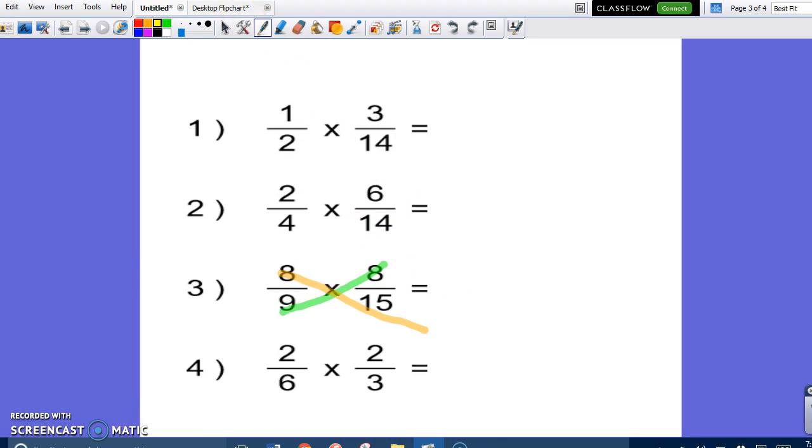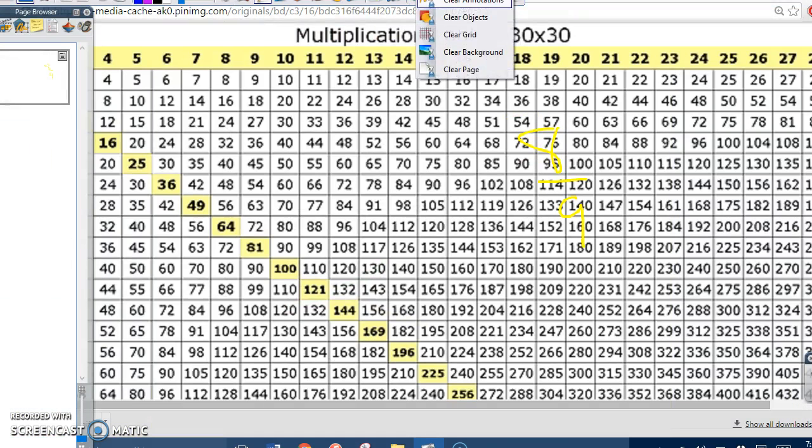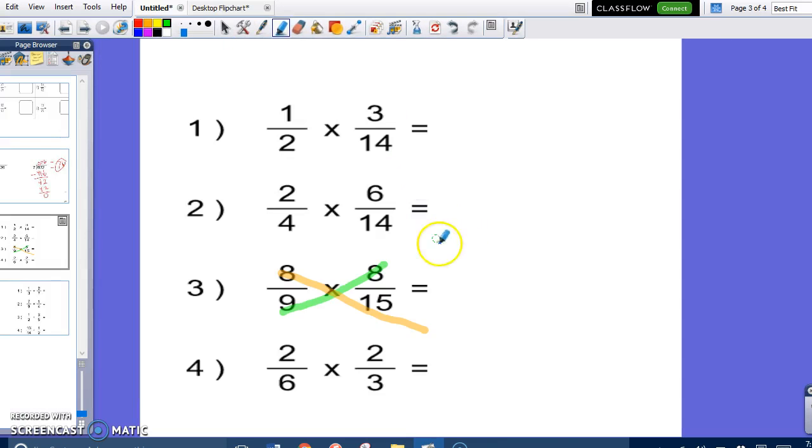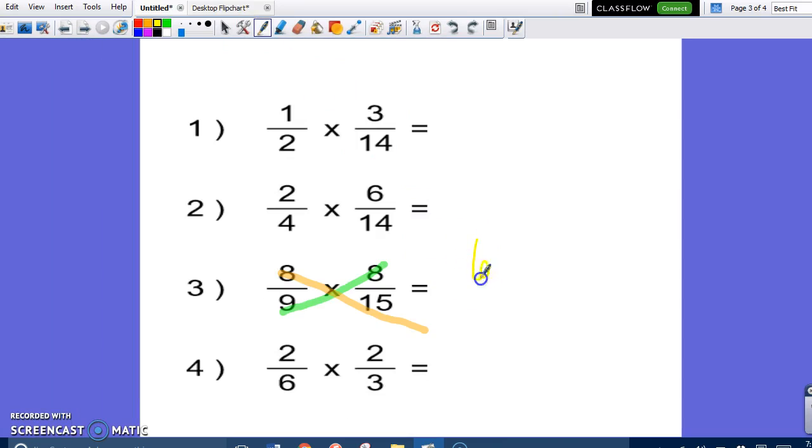8 times 8. That thing gets my nerves. I have to figure out another way for that. 8 times 8. Use a highlighter so you can see it. 8 times 8 is 64. And now 9 times the 15.